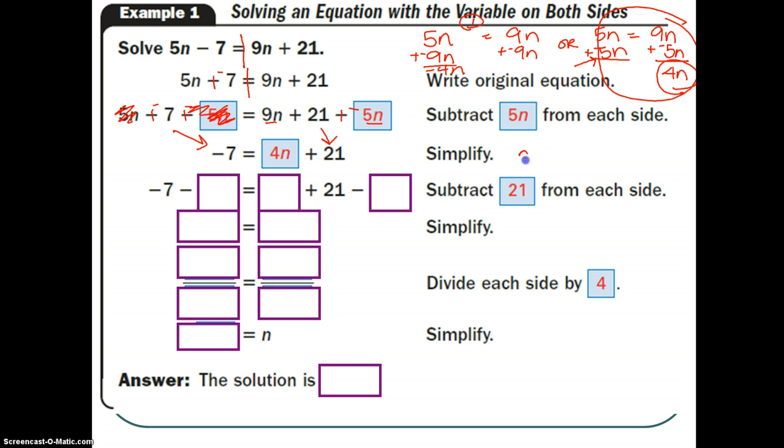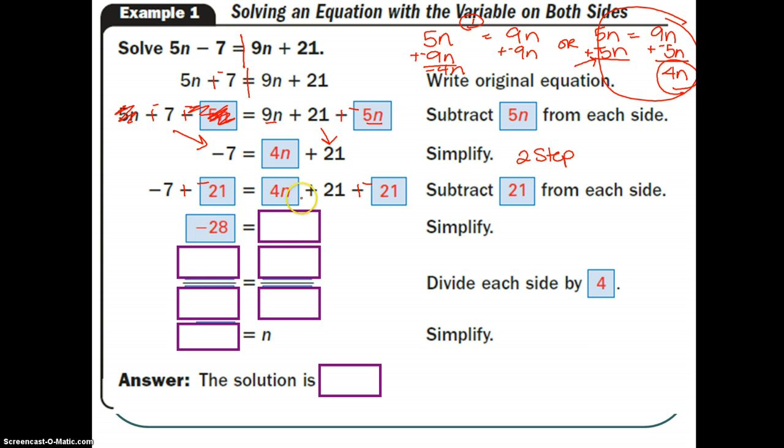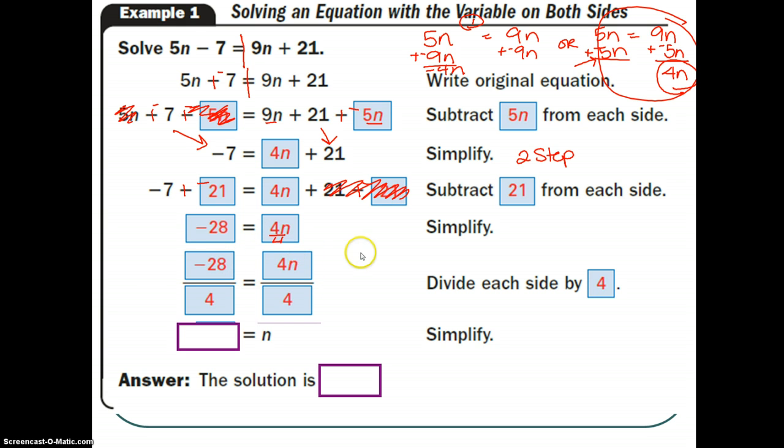Now what you have is a two-step problem. So, first thing we clear is the constant by adding the opposite, which is negative 21. Negative 7 plus negative 21 is negative 28. The 21's cancel each other out to be 0, so you're left with 4n. Then I divide by 4, which is the coefficient. 4's cancel out because that's 1. You're left with n. Negative 28 divided by 4 is negative 7. The solution is negative 7.